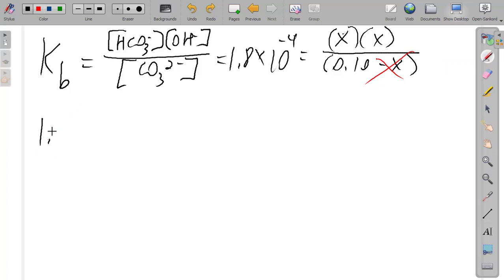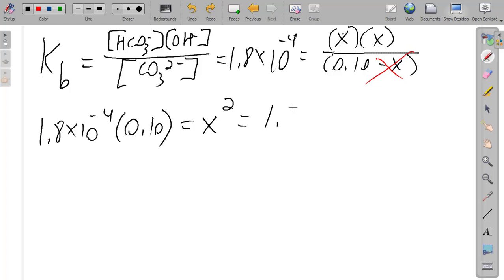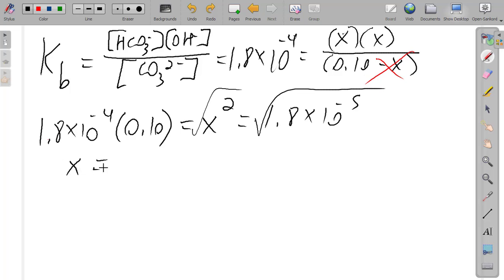All right, so then that means we have 1.8 times 10 to the minus 4 times the 0.10 equals now the x squared from this up here, right? And so that's going to be 1.8 times 10 to the minus 5. So then square root of both sides. x is going to be 4.242640687 times 10 to the minus 3.